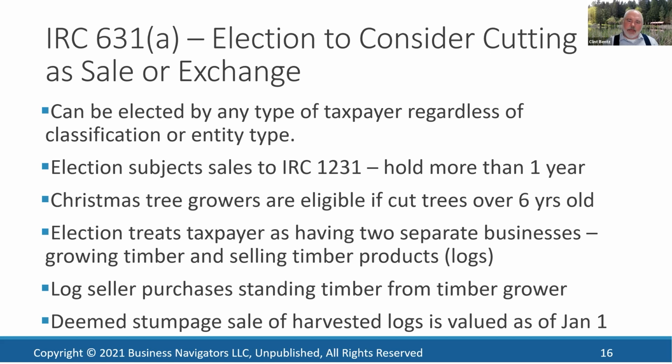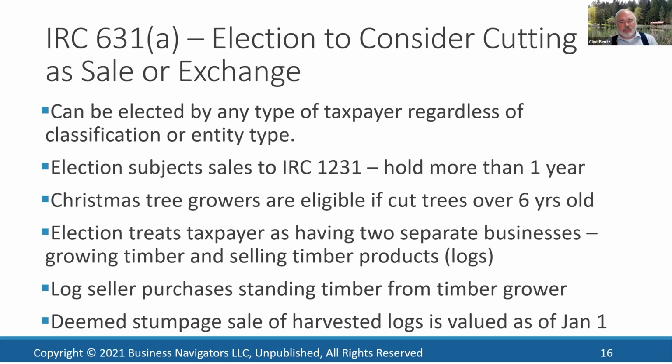In effect, the 631A election treats you as having two separate businesses. You're in the business of growing timber, and you're in the business of selling a timber product, which in this case is a log, but it could also be firewood. It could also be furniture. It could be other things that you're creating out of the log. But you're in two businesses. One is your business growing timber. The other is your business of selling personal property, a log or something that's created from the log.